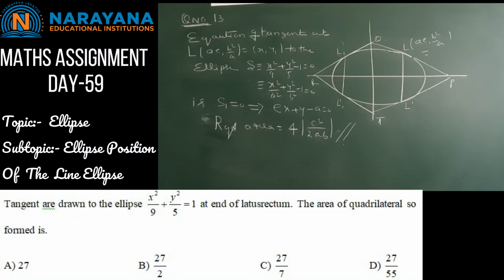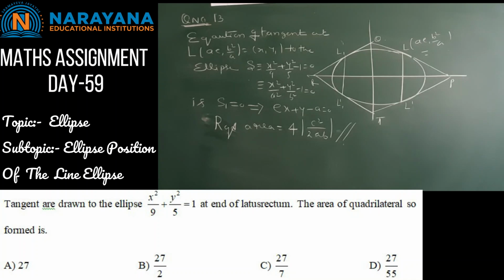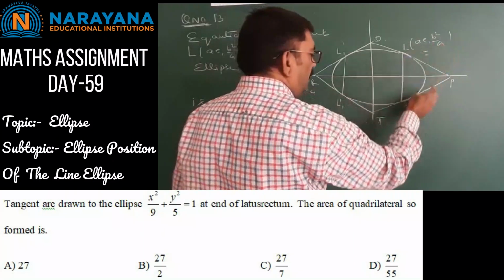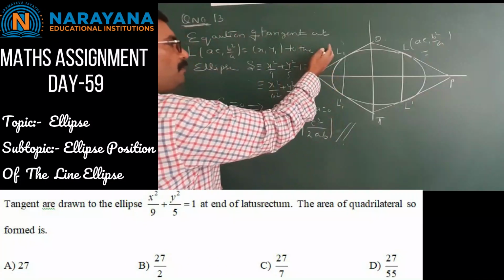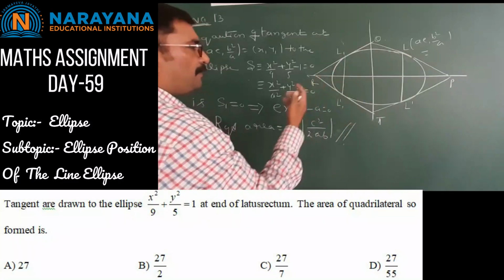In question number 13, the tangents are drawn to the ellipse at the ends of the latus rectum. Find the area of the quadrilateral so formed. This is L: (a, b square by a). Similarly, (a, minus b square by a). Here you get (minus a, b square by a). Here (minus a, minus b square by a).